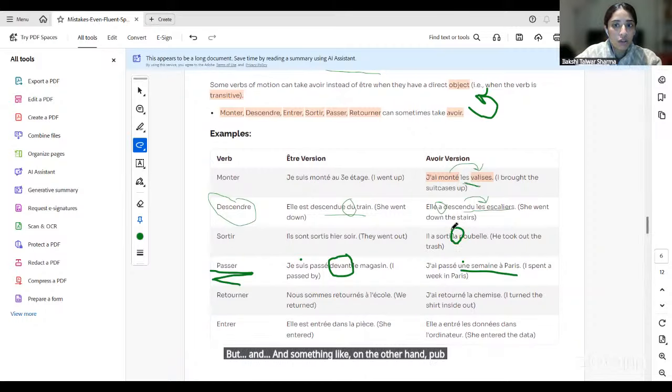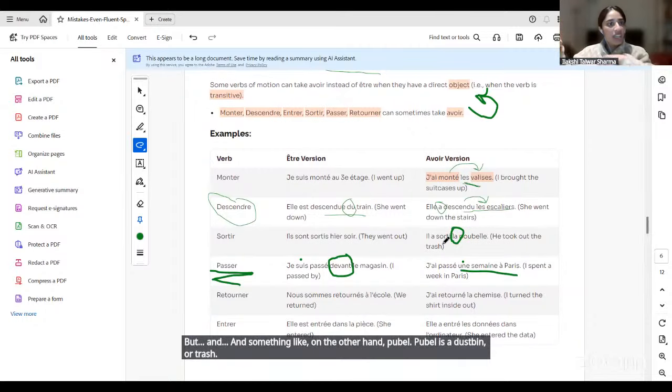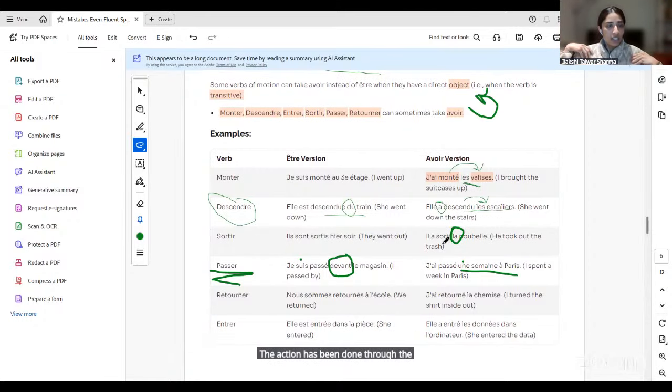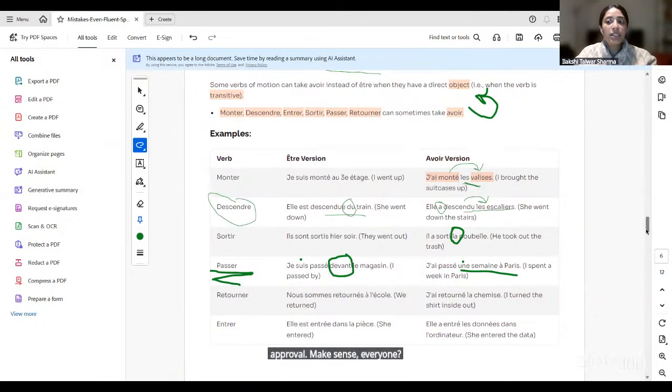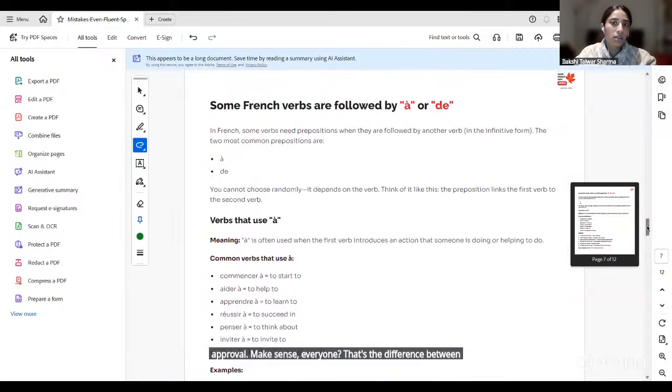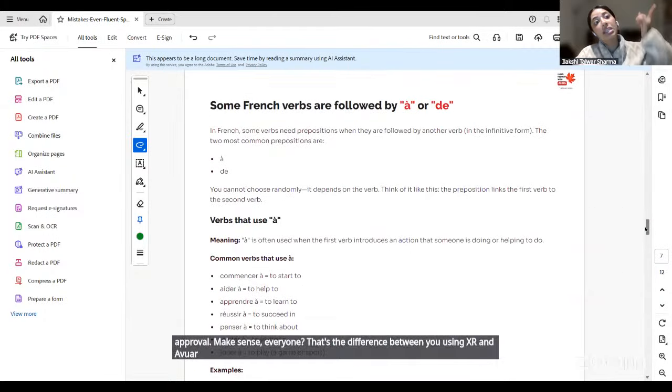Il a sorti la poubelle. Poubelle is a dustbin or trash. The action has been done to the poubelle. No, you're not taking yourself out. You're taking the dustbin out. So il a sorti la poubelle. Make sense, everyone? That's the difference between you using être and avoir for some verbs that, despite falling into Dr. and Mrs. Vandertramp, can be put with avoir.